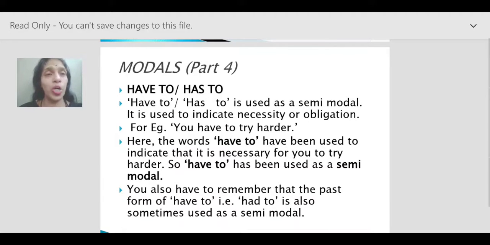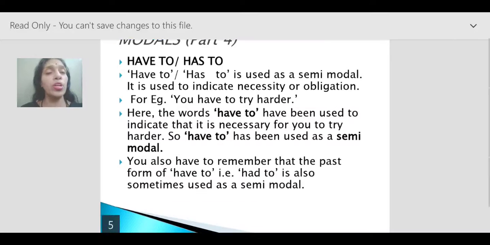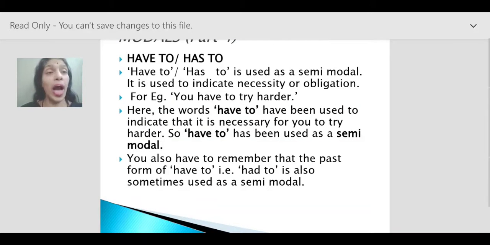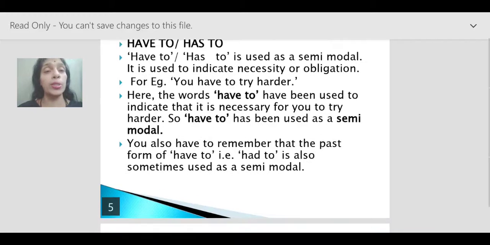Have to or has to is used as a semi-modal. It is used to indicate necessity or obligation. For example, you have to try harder. Here, the words have to have been used to indicate that it is necessary for you to try harder. So, have to has been used as a semi-modal.